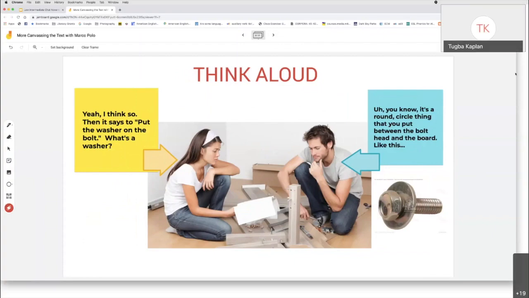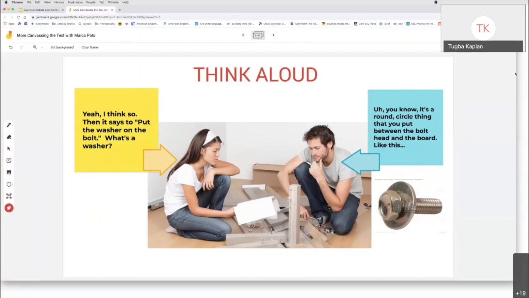Oh, okay. Yeah, I think so. Then I say to put the washer on the bolt. What's a washer? Oh, you know, it's a round circle thing that you put between the bolt head and the board like this.